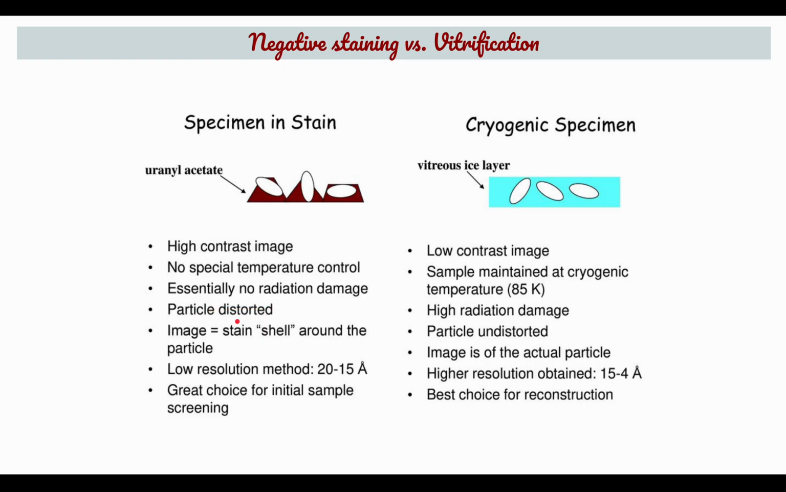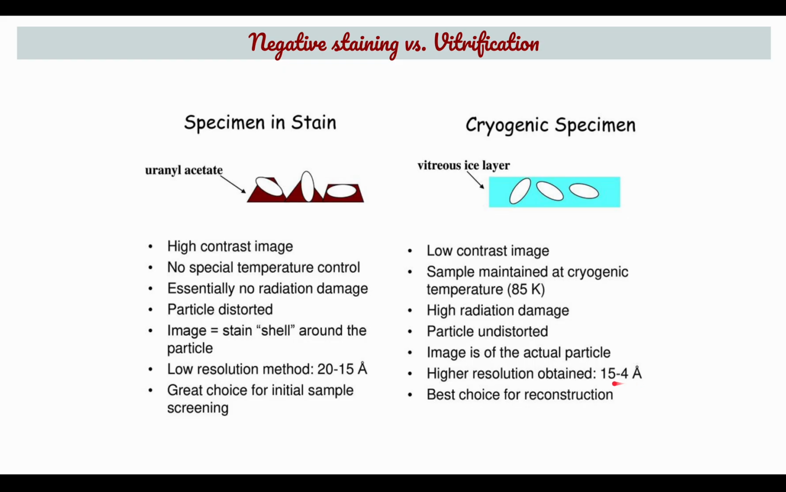Particles can get distorted in negative staining, whereas in vitrification, particles remain undistorted. Images show the stain shells around the particle, whereas in this case, they are images of the actual particle because there is no staining taking place. Negative staining is a low resolution method, 20 to 15 angstrom, whereas vitrification is a higher resolution method which gives resolution up to 15 to 4 angstrom. That means even if objects are 4 angstrom apart, you can clearly distinguish them.